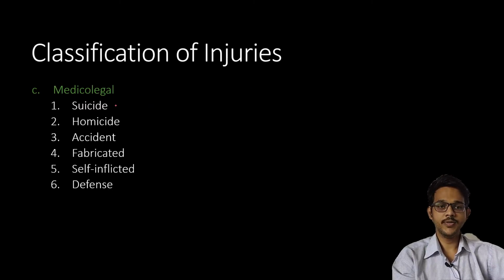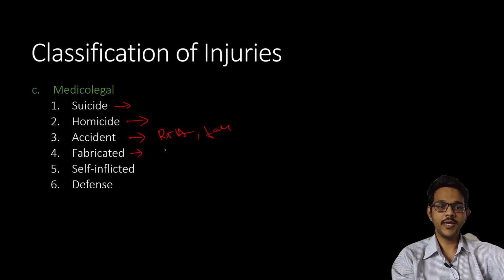Medicolegally, there can be suicidal injuries. When a person tries to commit suicide, there may be many injuries, like he may try to kill himself by multiple injuries on his wrist, multiple injuries on the neck, and so on. Homicidal injuries are injuries that lead to the death of a person when one person attacks another. Accidental injuries are mainly seen in road traffic accidents when a moving vehicle runs over a person, or when a person falls from a great height.